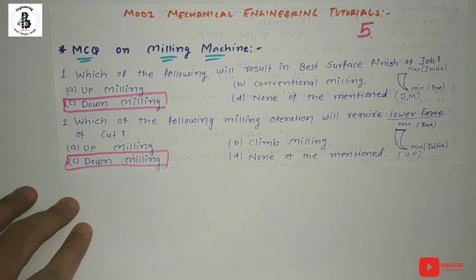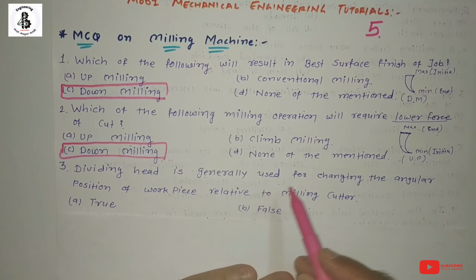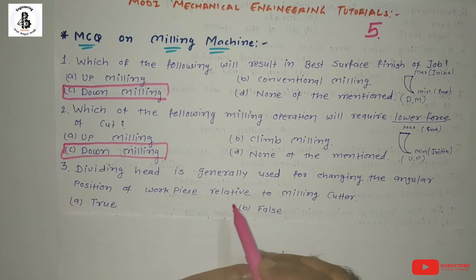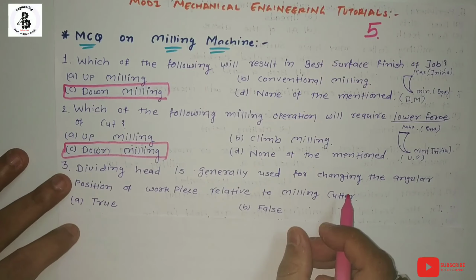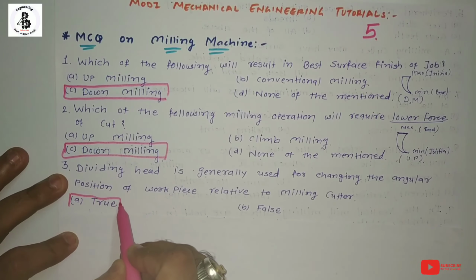The next question: dividing head is generally used for changing the angular position of workpiece relative to the milling cutter. So that is the right sentence. So the right option is A, true.